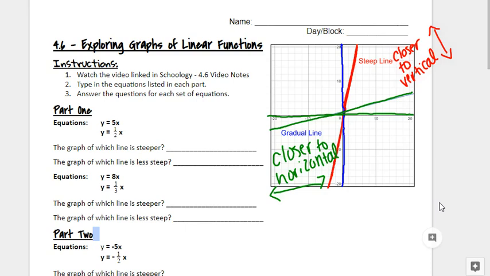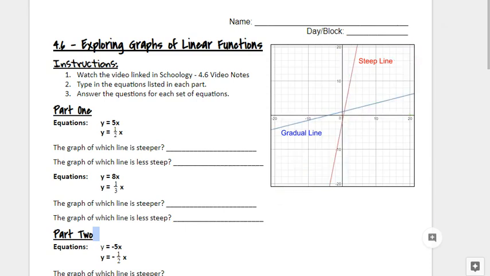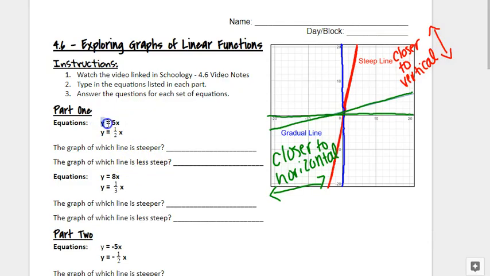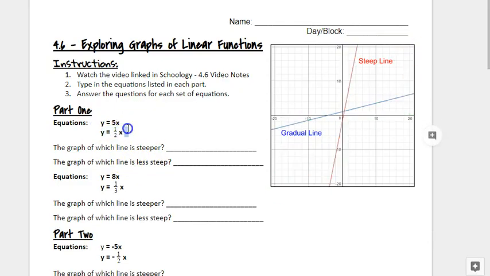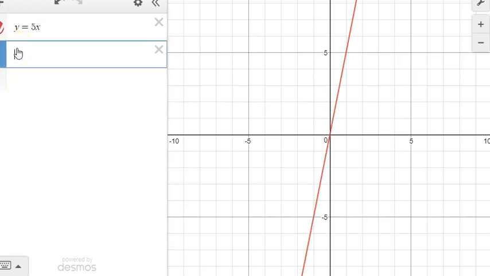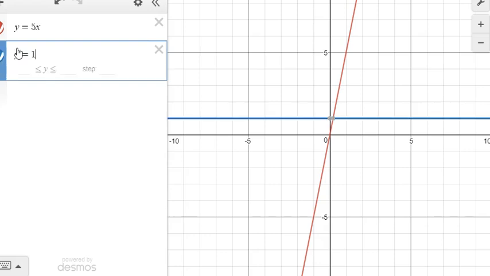So to complete this activity, we do have to use this Desmos graphing calculator, which is linked in the homework for the video. So if you just click on the Desmos link, it'll take you there. So we have to type in these two equations, y equals 5x and y equals 1/2 x. So if we click here, and then on your keypad you can type in y equals 5x, press enter to go down to the next one, and then we have y equals 1/2.